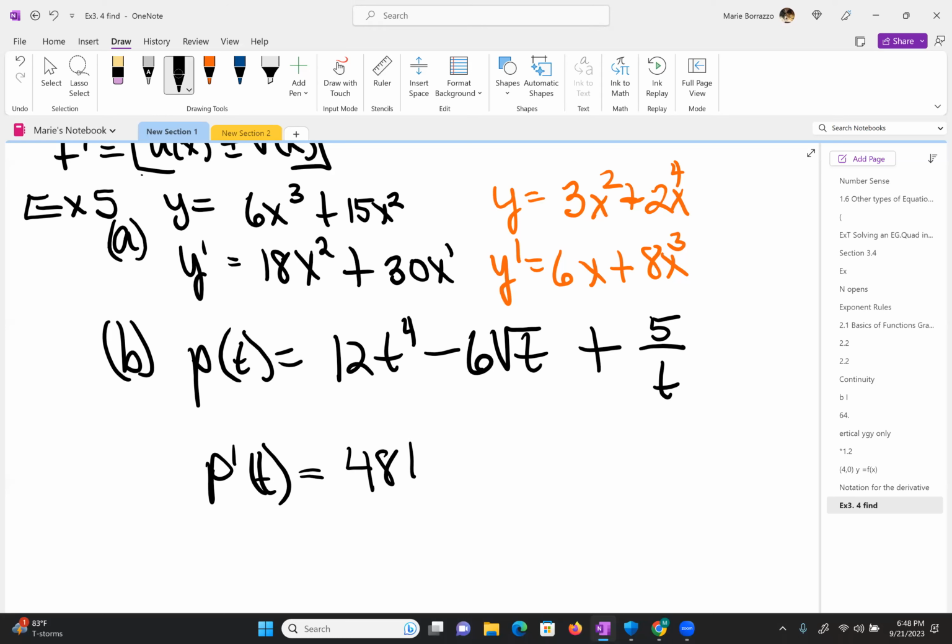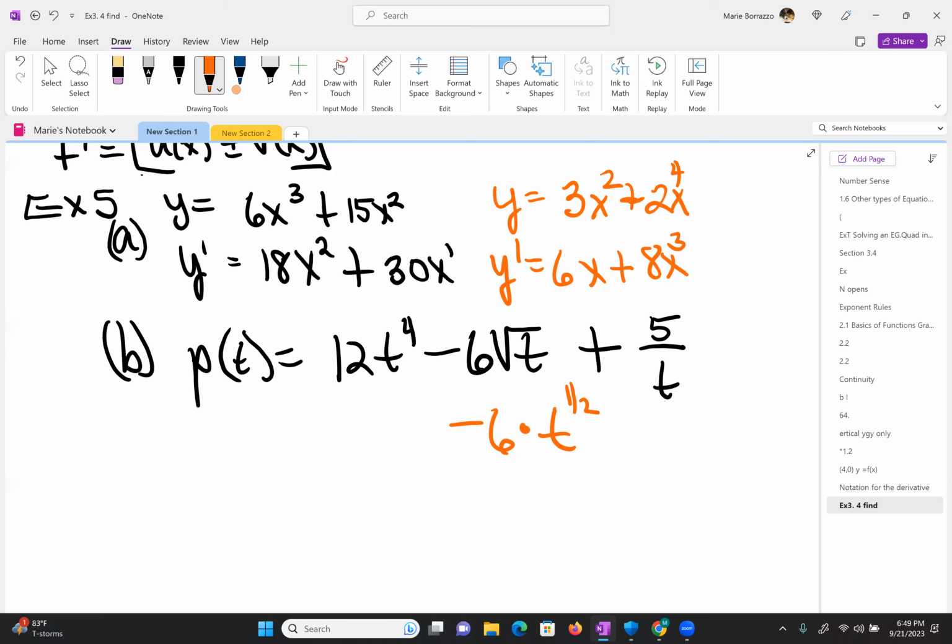Would you agree with me that this is 48t to the 3rd? Yes. Would you agree with me that this is -3 over the square root of t? Let me go back because I have a feeling this is where I'm losing some of you. In theory, this is -6 times t to the 1/2 power. Do you agree?